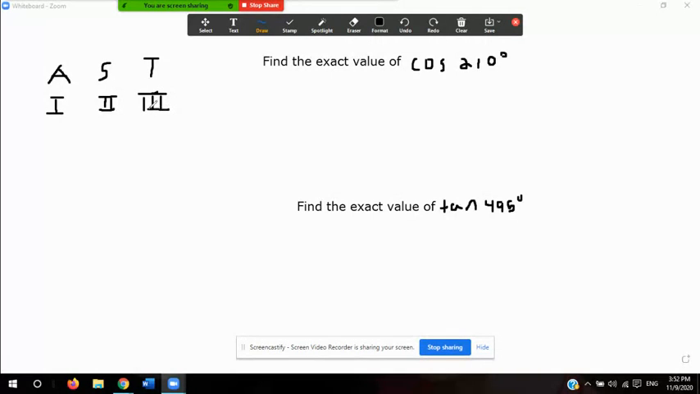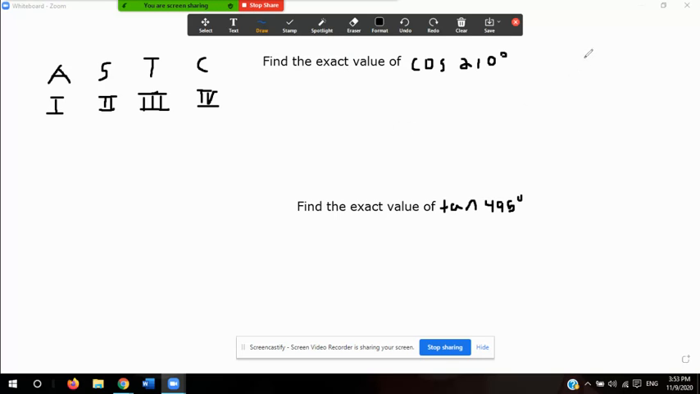And the last one was Calculus, in the fourth quadrant, which means that all trigonometric functions are negative except for the cosine and the secant, which are also found in quadrant 4. So based on this and on what we practiced prior, let's find the exact value. In this case, we're looking for the exact value of the cosine of 210.